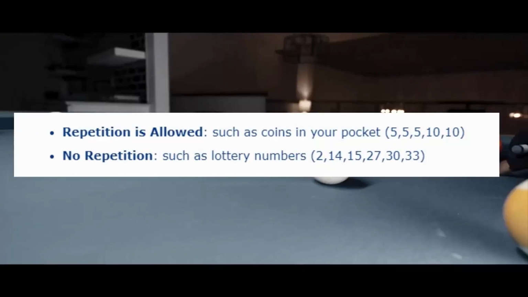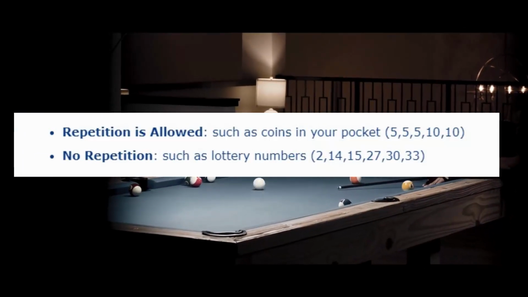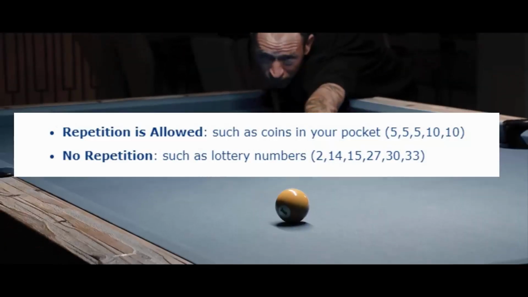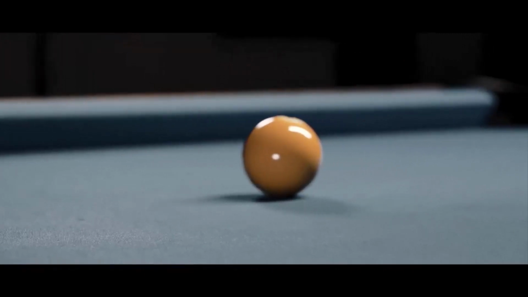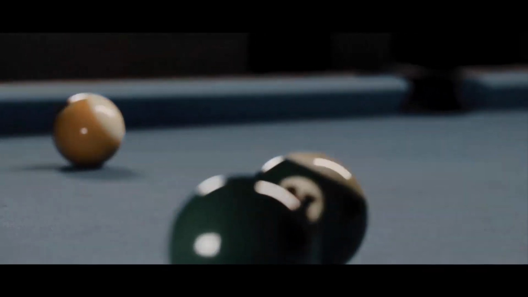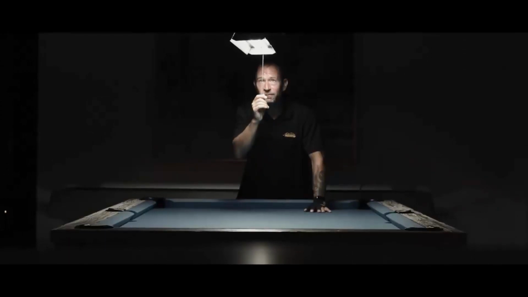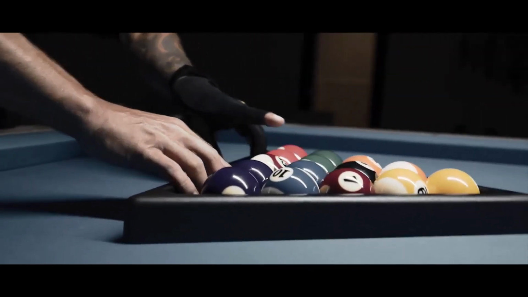And again, for coins in your pocket, repetition is allowed because it's possible you can have more than one 5-cent piece and more than one 10-cent piece. In the lottery numbers, repetition is not allowed. Think of a lottery drawing. Once that ball is chosen, you can't choose it again, so you don't have the capability of having that repetitive number. It's a simple concept, but sometimes it's really hard to put your hands around it without going over some examples. I'm going to go over both of those examples here.